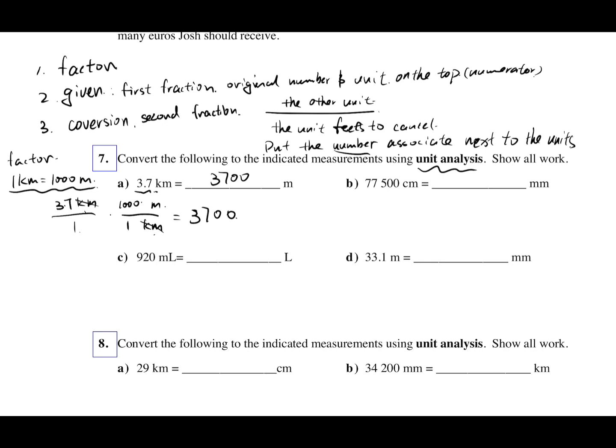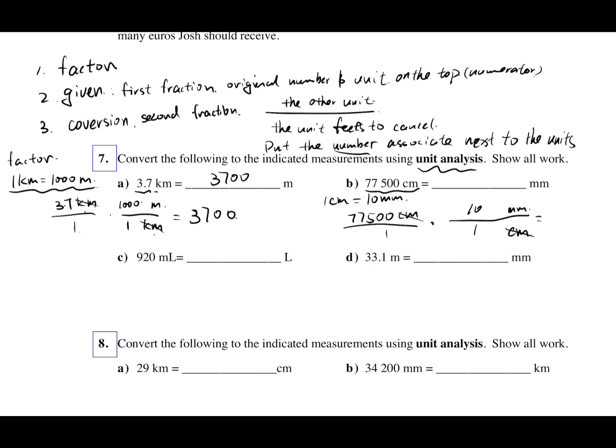And B is centimeters: 1 centimeter equals 10 millimeters. The first thing we write is 77500 cm divided by 1. This is the first fraction. For the second one, we write the unit to cancel here, and the other unit, millimeters, on the top. Then we write the numbers associated with each unit next to it, so it's 10 and 1.